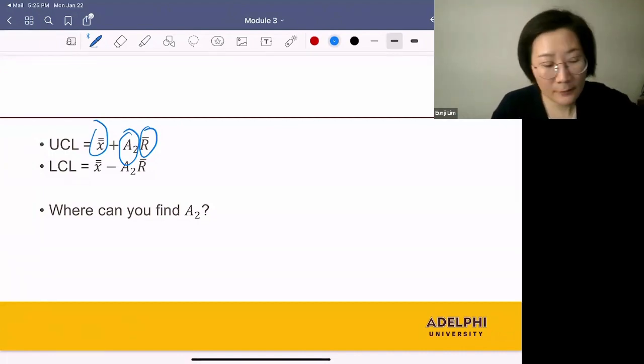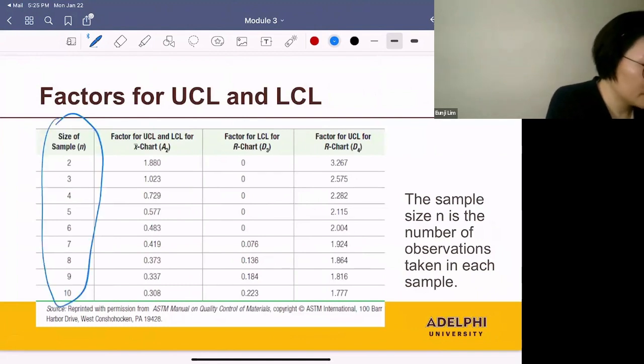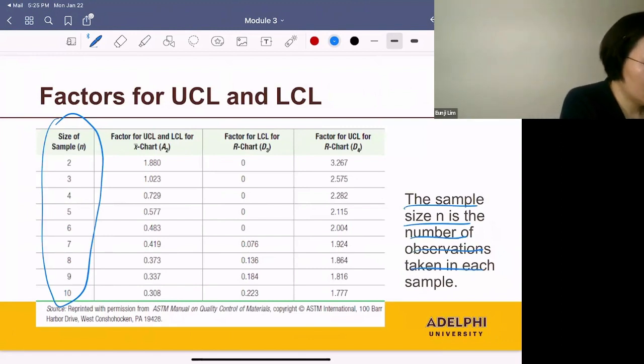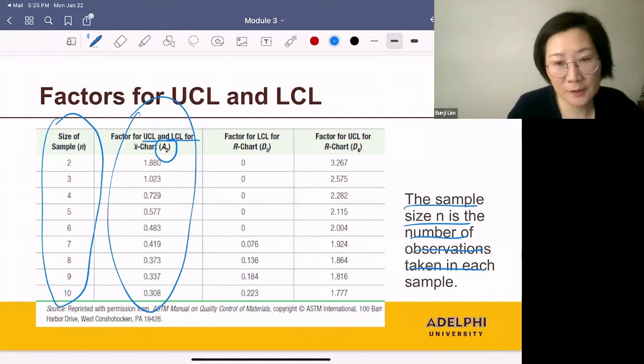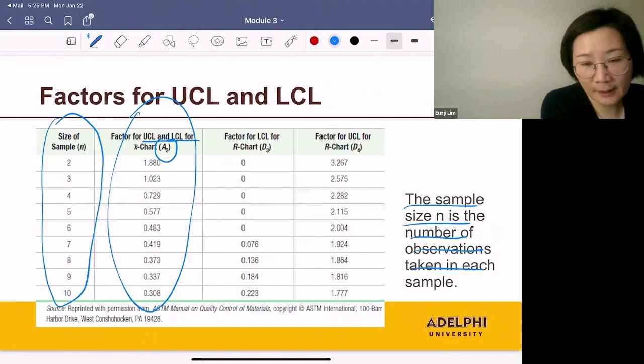We can find it from the following chart. In the first column, we have the size of the sample n, which is the number of observations taken in each sample. And in the next column, we have the factor for the upper control limit and the lower control limit for the X-bar chart, which is A2. So A2 depends on the size of the sample.